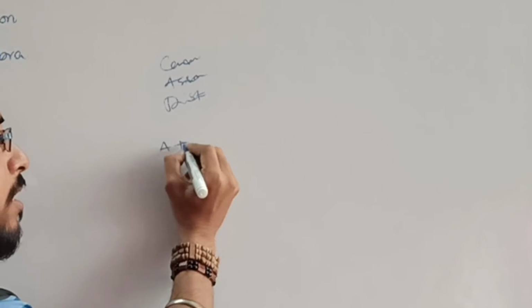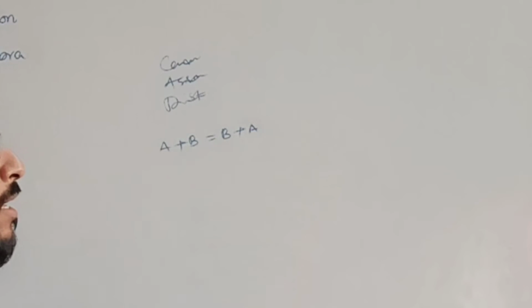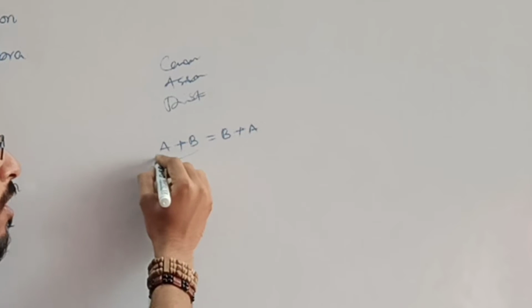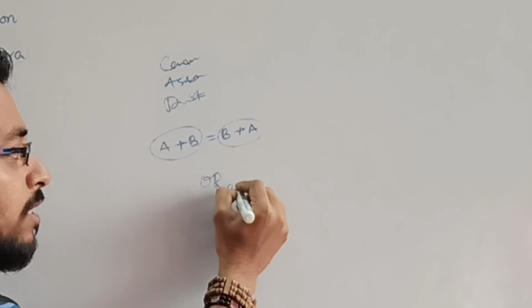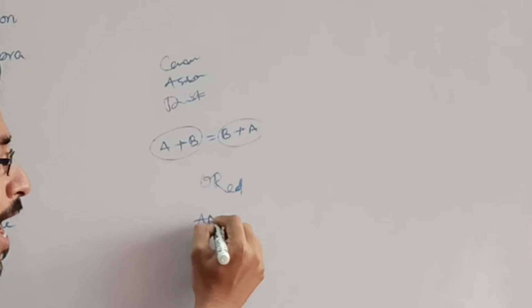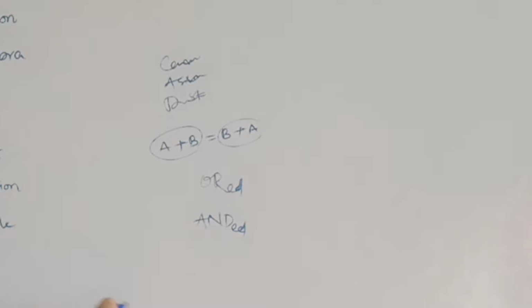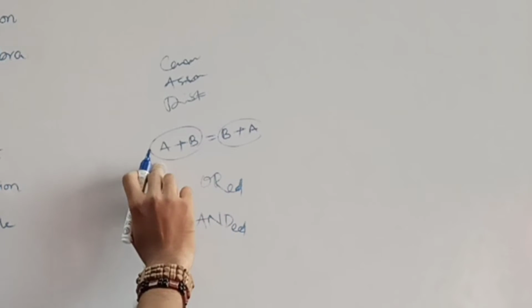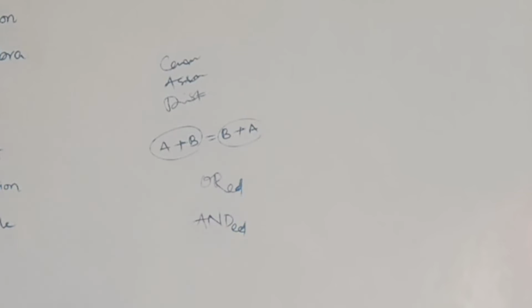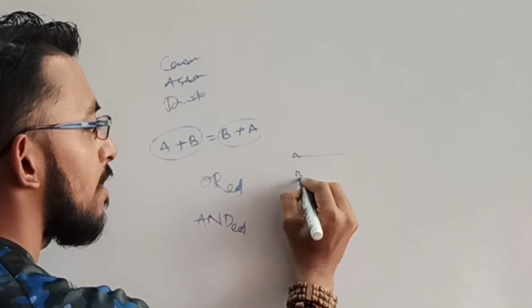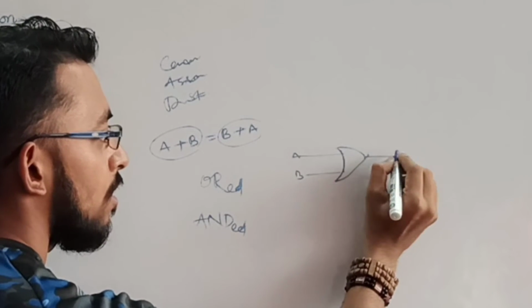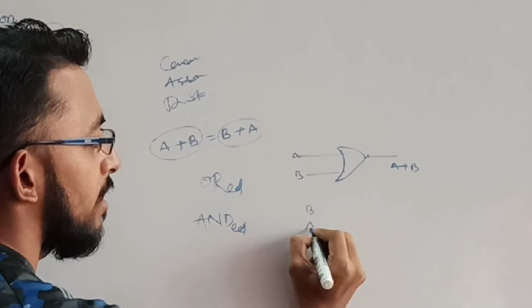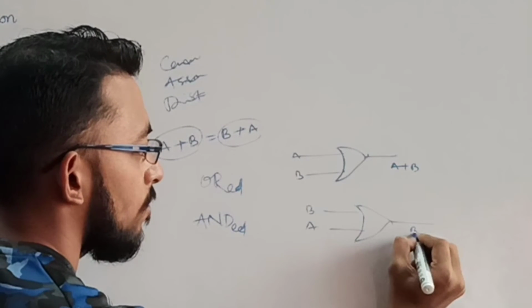What is the commutative rule? For Boolean addition, the commutative rule is nothing but A plus B is the same as B plus A. It means in which order you have ORed does not matter. ORed means I have taken two inputs and did the OR operation. ANDed means I have taken two or three inputs, whatever it may be, and did the AND operation. If this is A, B, they are ORed in this way, A plus B, and the output is the same as B plus A. So if this is A, this is B, this OR operation is equal to A plus B. If this is B, this is A, this OR operation is nothing but B plus A.